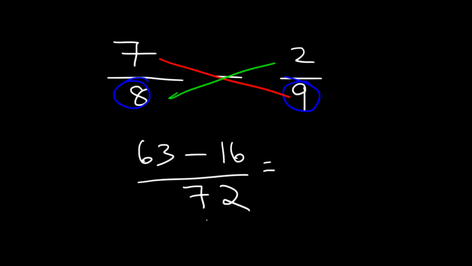Now let's subtract. What is 63 minus 16? This is going to be 47. Now 47 is not divisible by 2, nor is it divisible by 3. So this is it. That's the final answer. So now you know how to add or subtract two fractions.